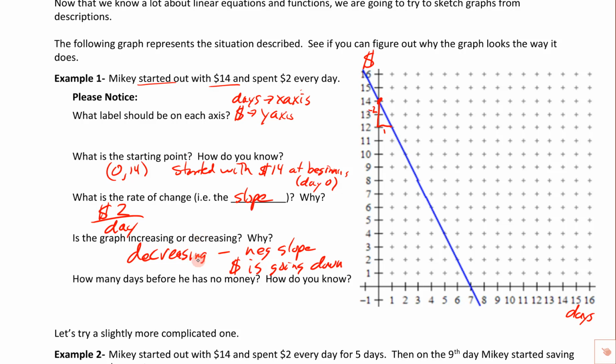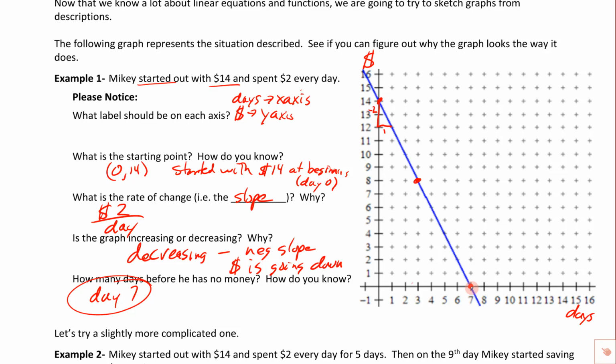Okay, anything like that would be just fine as long as we can describe what's going on there. And then it says, how many days before he has no money, and how do you know? Well, let's take a look at this. There are a couple different ways that we could figure this out. If this is how much money he has, he starts out with $14 and it just slowly goes down. He hits $12 and $10. Let's take a look right here. He has $8 on day 3. So on day 3 on the day axis, that's 3, and it corresponds to 8 on the dollar axis. So he just continues going down. He would have no money when the dollar amount is 0. So that happens on day 7. There's the answer. And it's because the dollar amount hits 0. That's the reason that we could give there.